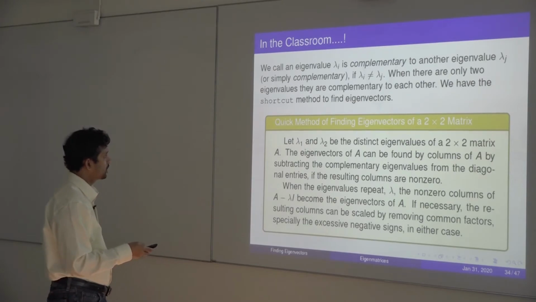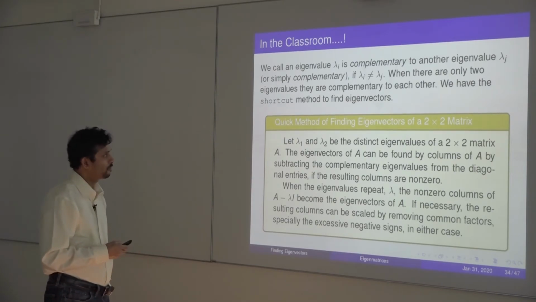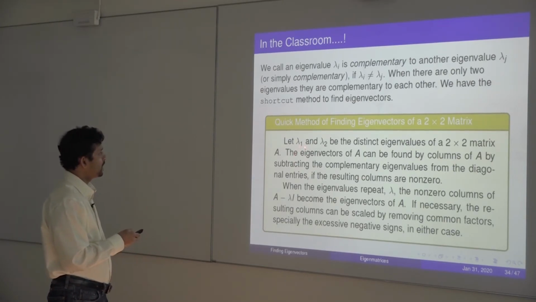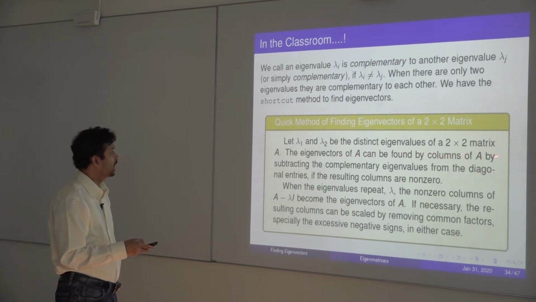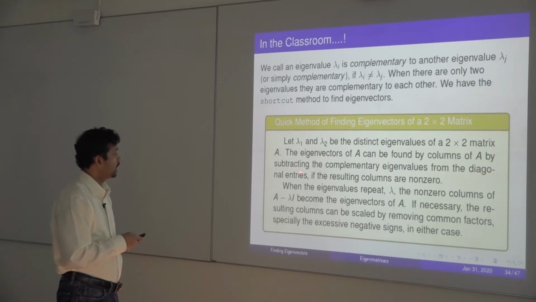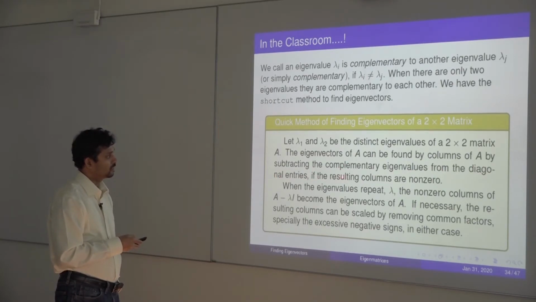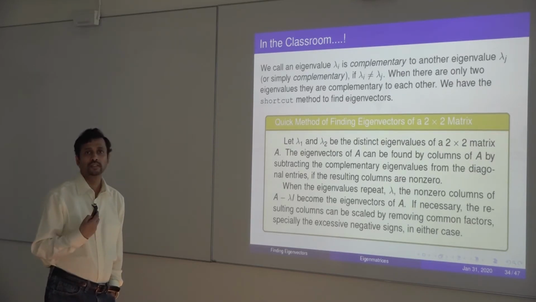So that means we can have this shortcut formula, or the quick method, for 2 by 2 matrices. Let lambda 1 and lambda 2 be the distinct eigenvalues of a 2 by 2 matrix A. The eigenvectors of A can be found from the columns of A by subtracting the complementary eigenvalue from the diagonal entries, if the resulting columns are non-zero.